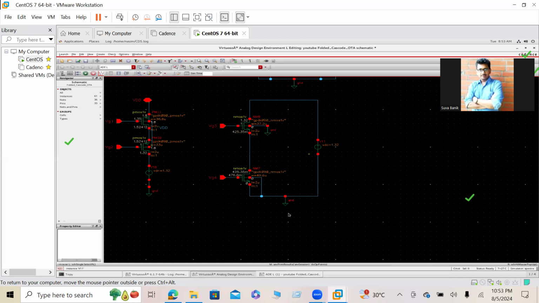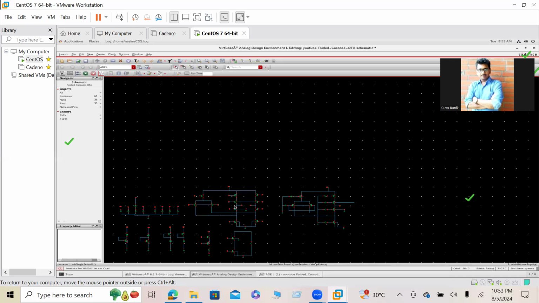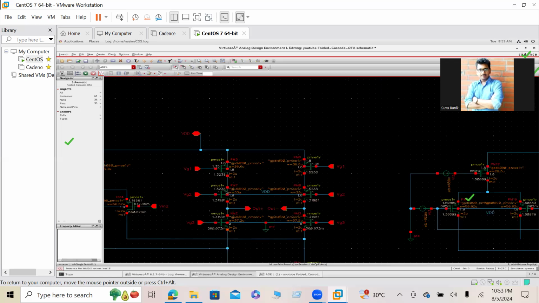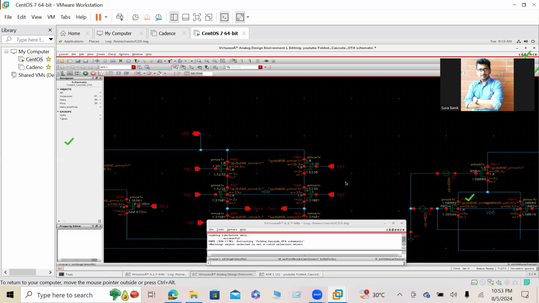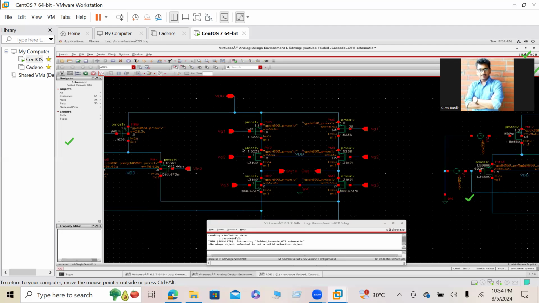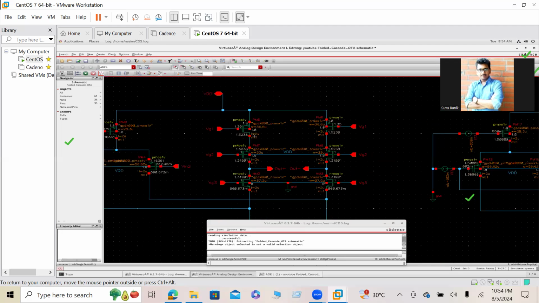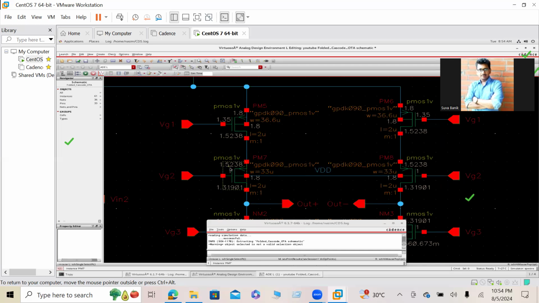Okay, so in this way, I first design these two branches. And after designing this, I design VG1 and VG2 in such a way that it is in saturation. And I also slightly tweak its width. Might be I play with this width a little bit. You can see that here I use 36.6. I think it is the same as whatever we calculated.